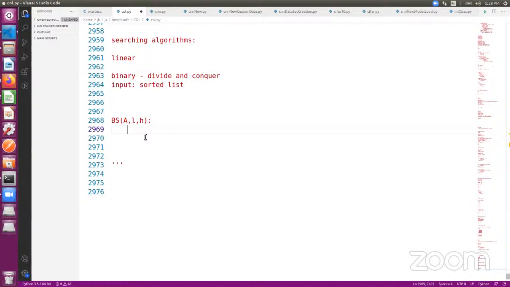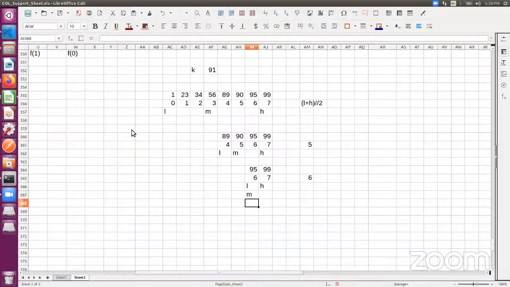That has to be done using the values of the index. The values of L and H should be used to find whether elements are present or not, or how many elements are present. Now every time, see here, in the first step, M was 3. Since we found that K is greater than M's value, 56, that is the value at M, we made L point to the next of M. So L became 4 and then H was the same.